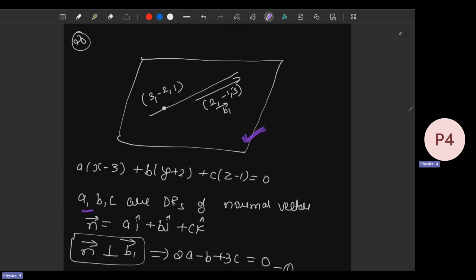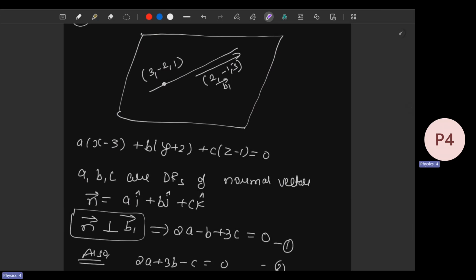Suppose a, b, c are the direction ratios of the normal vector of the plane. So the normal vector is a i cap plus b j cap plus c k cap. So we can directly write the equation of the plane whose normal vector is this and the point is (3, -2, 1): a times (x minus 3) plus b times (y plus 2) plus c times (z minus 1) equals 0.